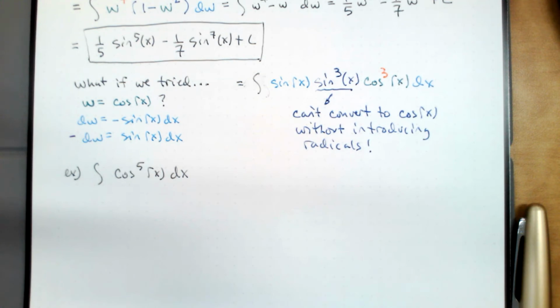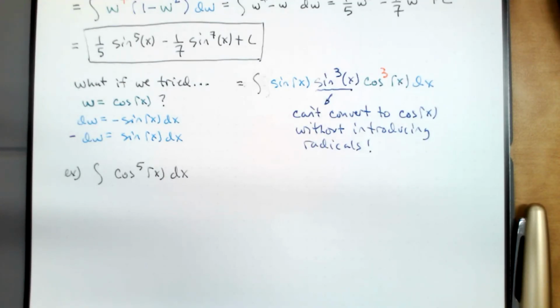What if we tried to make cosine? If W is equal to cosine X, then dW is minus sine X. Do we have any factors of sine? Sort of. Because I could take these cosines and convert some of them to sines. But what are the exponents on those sines going to be? 2. And that's a problem.